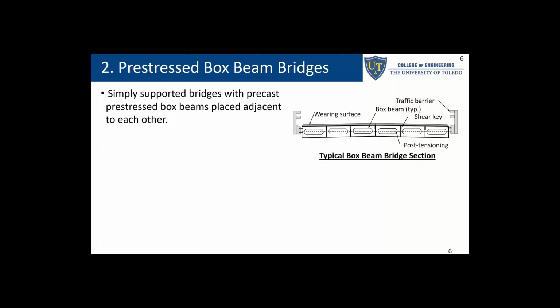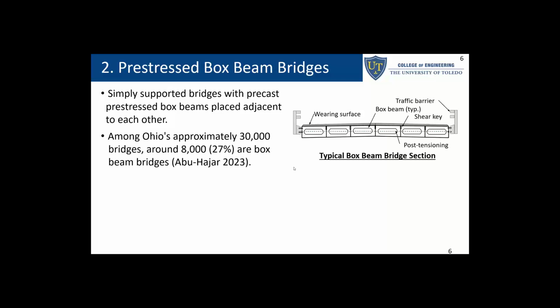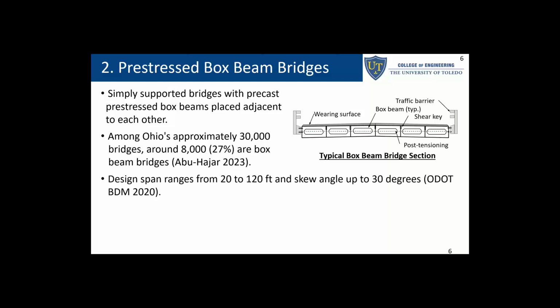So let's briefly introduce the pre-stressed box beam bridges. These are simply supported bridges with precast pre-stressed box beams placed adjacent to each other. We can see the typical box beam bridge sections on the top right side of the screen. Almost 27% of the bridges in Ohio are box beam bridges.